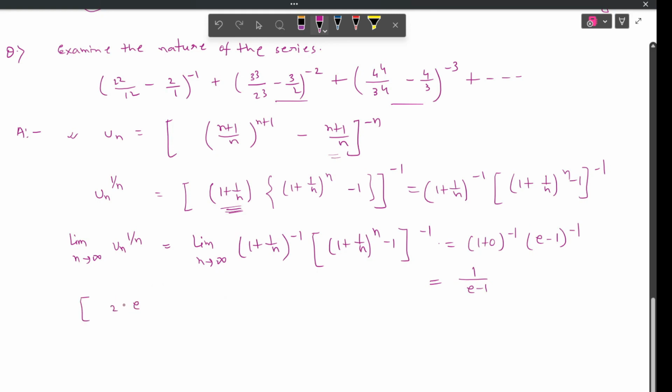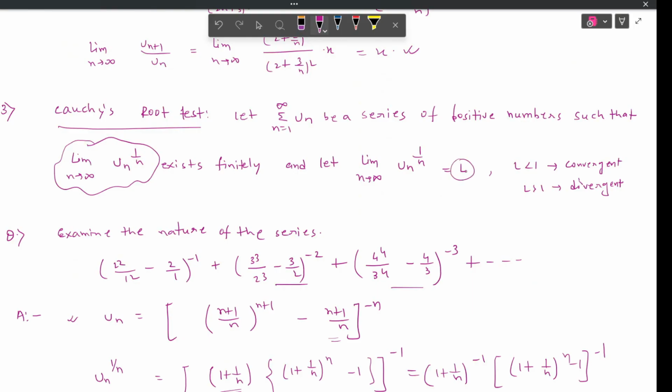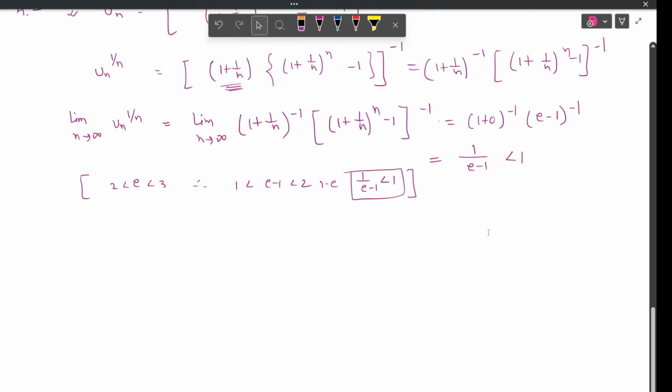Now we know that e lies between 2 and 3. So that means e minus 1 will lie between 1 and 2, as we are subtracting 1 on both sides. That is, 1 by e minus 1 will be less than 1. So this value is less than 1. We know that in Cauchy's test, if this L value is less than 1, then the series is convergent. So we can say that it is convergent. I think you got the point how to calculate this. Here all the formulas are the same.